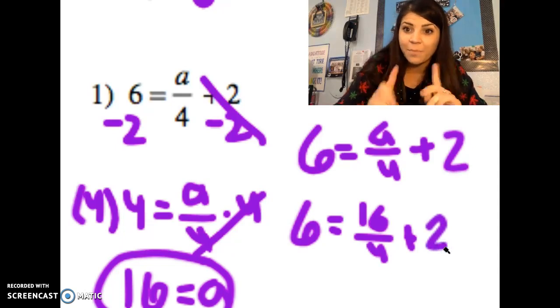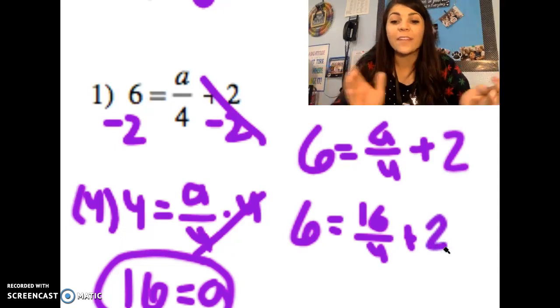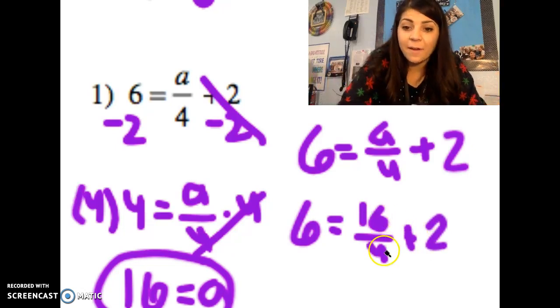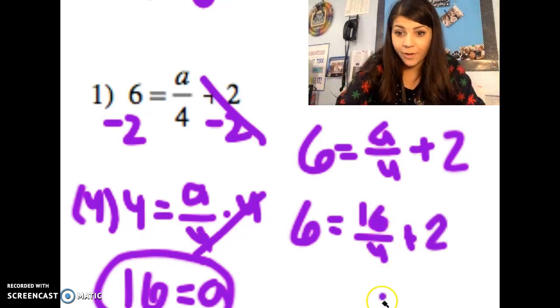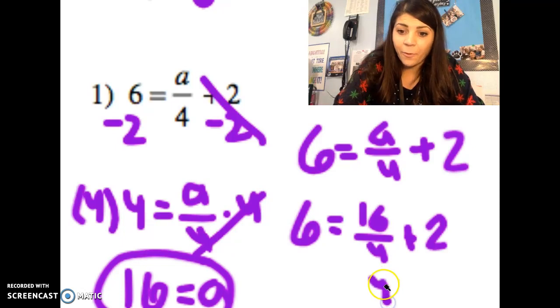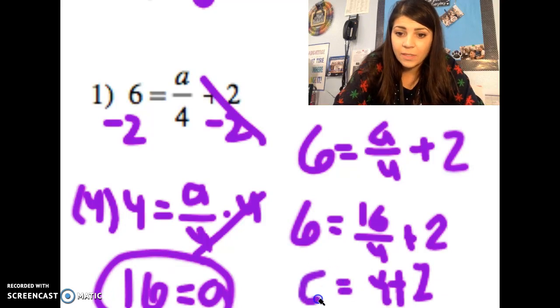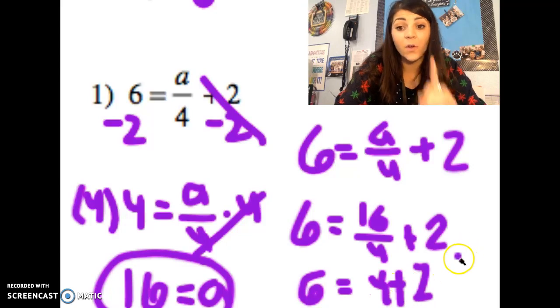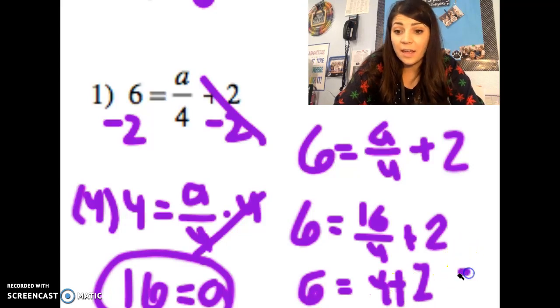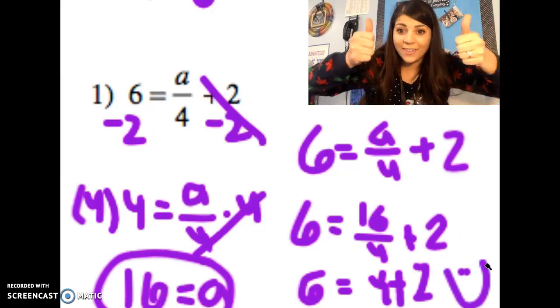That also kind of rhymed, but so we have 16 divided by 4, which equals 4. And if I have 4 plus 2, I know that's going to equal 6. Does 6 equal 6? The 6 over here has stayed the same. So if 6 equals 6, then your answer is going to be correct.